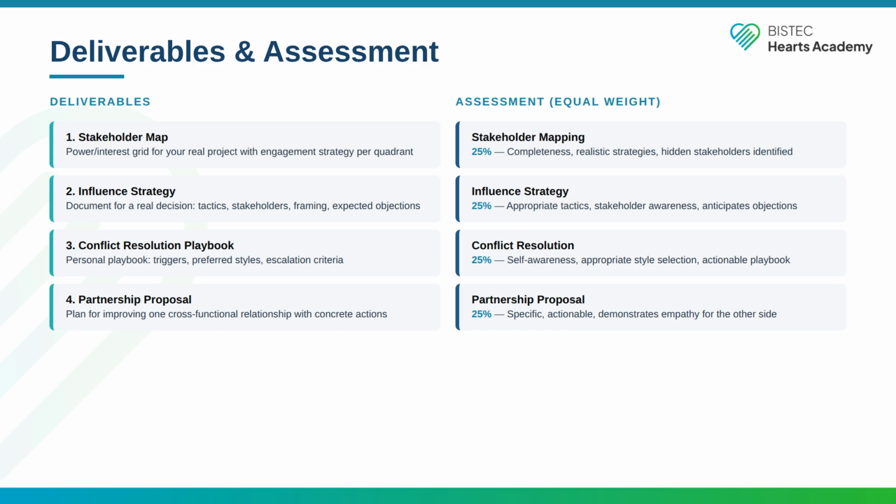Second, an influence strategy document. Pick a real decision you need to influence and document your approach. Which tactics you use, which stakeholders you need to align, how you frame the proposal, and what objections you anticipate with your responses to each.